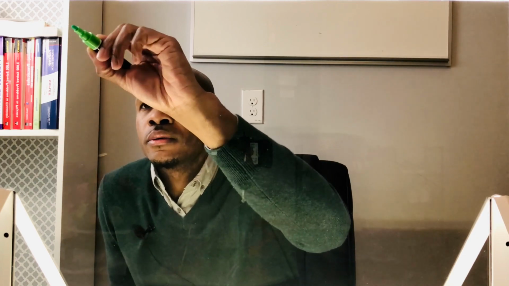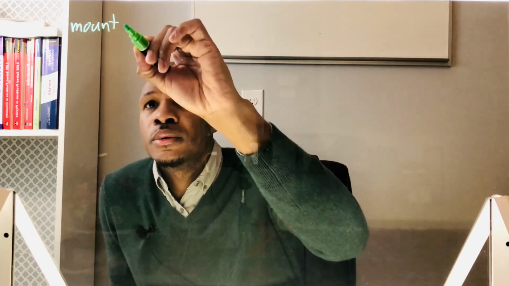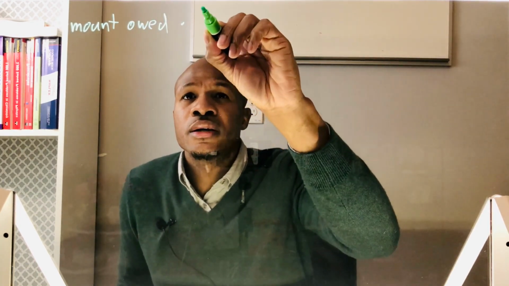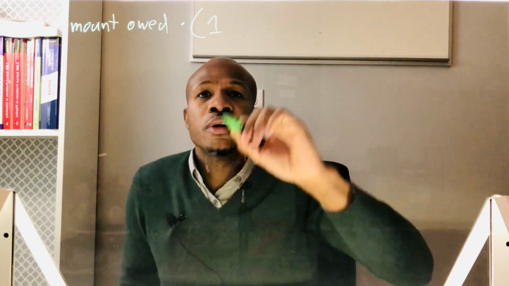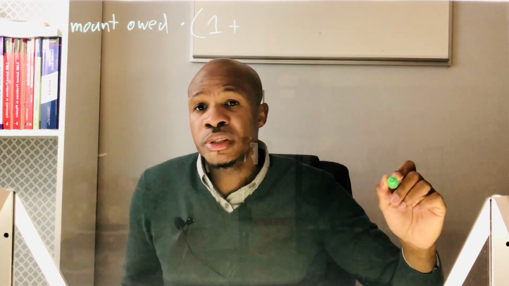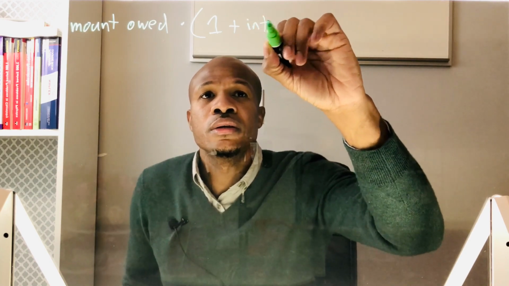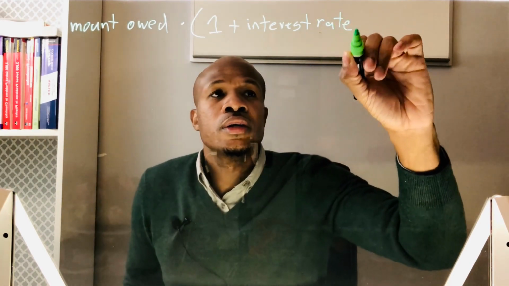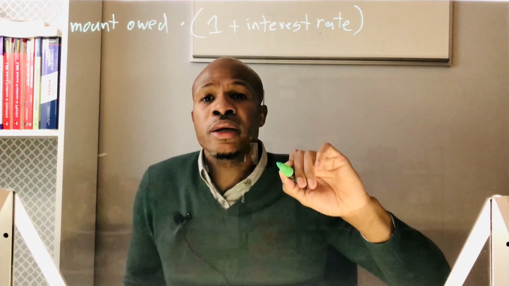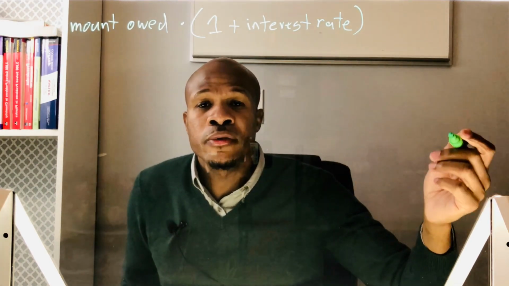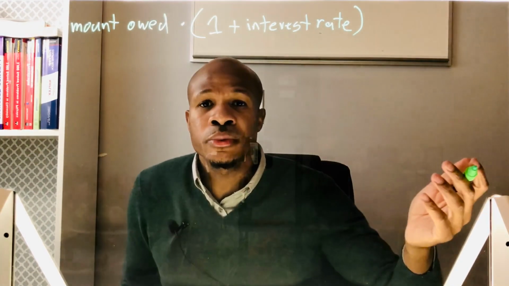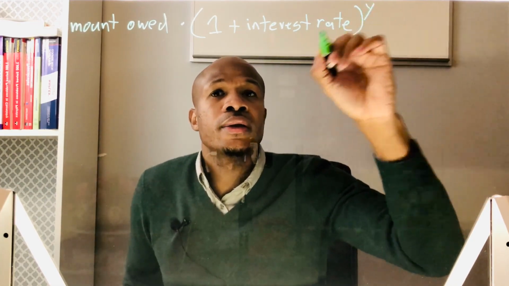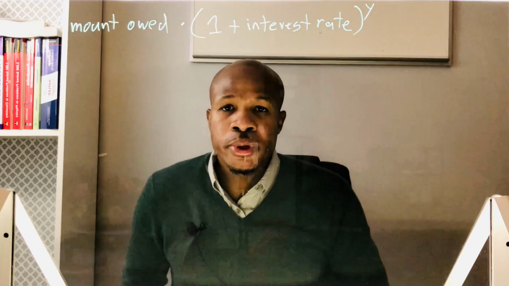So basically you take the amount of money owed and you multiply that by itself plus the interest rate. And you raise that to the number of years that the interest has been accruing. Okay, so that would be the general formula.